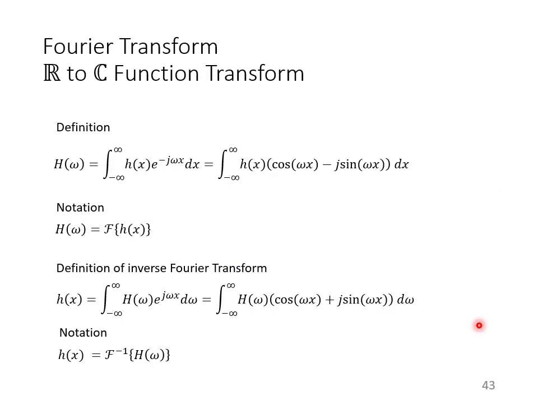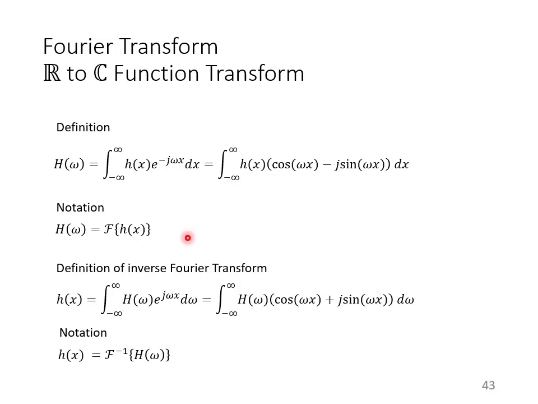So the Fourier transform is a real to complex function. Or, more precisely, it is a complex domain to complex domain function. But because in our image input all of the values are real, for our application of image transformation, it is a real to complex domain function. Also, this is a definition of the Fourier transform.